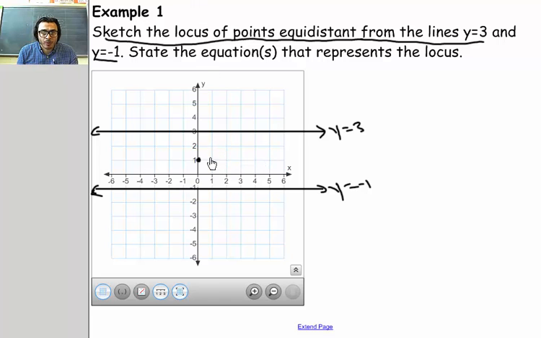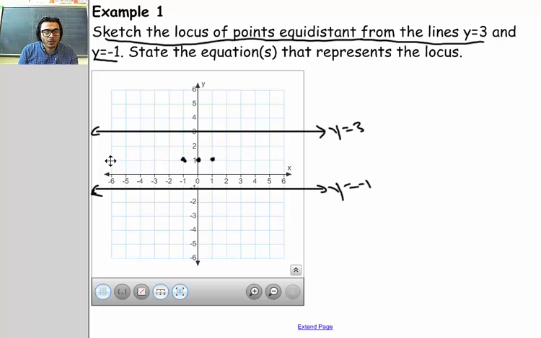So could I put a point here? Would it be equidistant from the two lines? Of course, right? It's the same distance from y equals 3 as it is from y equals -1. It's 2 units away from both, so that means it's equidistant from both. Where else can I plot? So after plotting 2 points that satisfy the locus condition, plot another point somewhere else that satisfies the condition. So I can put another point here.